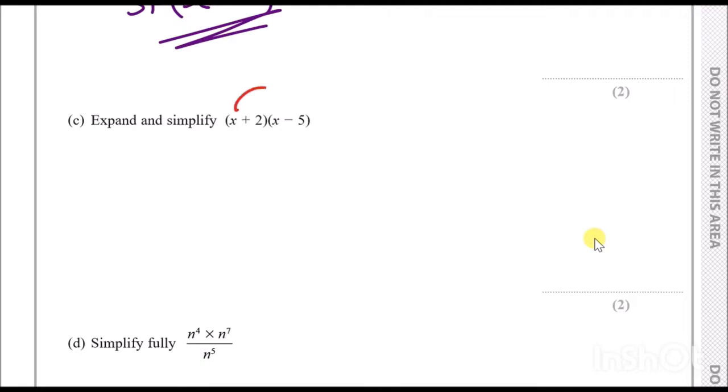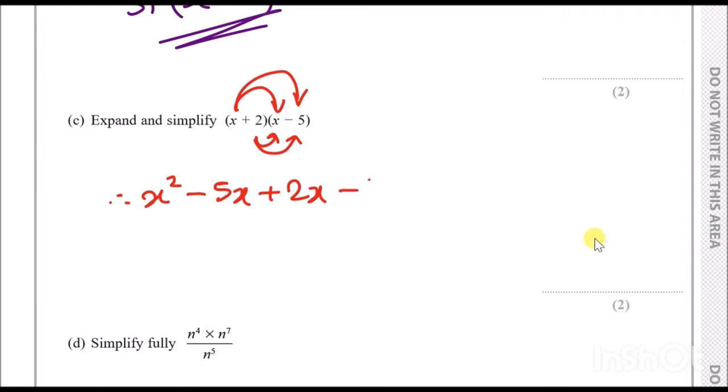So it's going to be x times x, x times minus 5, and then 2 times x, 2 times minus 5. So when you do that, x times x is x squared, x times minus 5 is minus 5x, 2 times x is plus 2x, and lastly, 2 times minus 5 is minus 10.